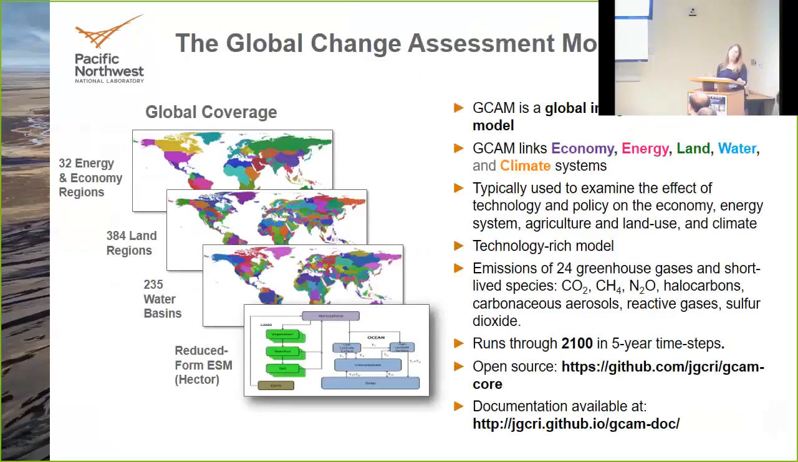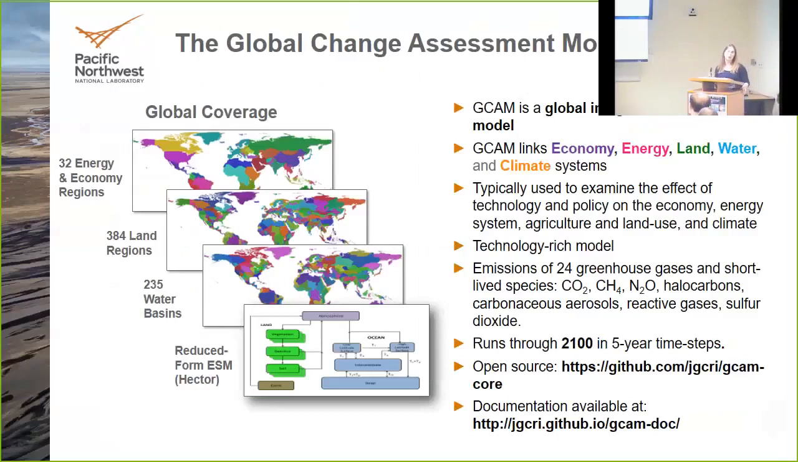And then the land system is in 384 land regions, and they're the combination of geopolitical and water basins. Then in the version of the model we released, we have a simple reduced form climate model that's just a global model. I'll show you a study later on where we swap that out for a full Earth system model. And so what the model does is it's a representation of technologies and economic activity, and it projects that into the future. And you can look at how emissions, land use, land cover, energy, and other things evolve. It runs through 2100 in 5-year time steps.